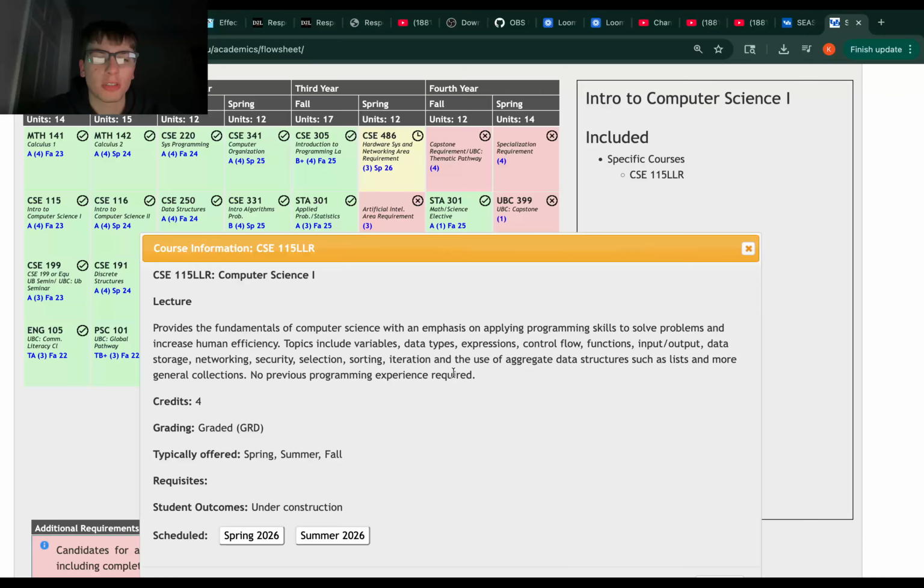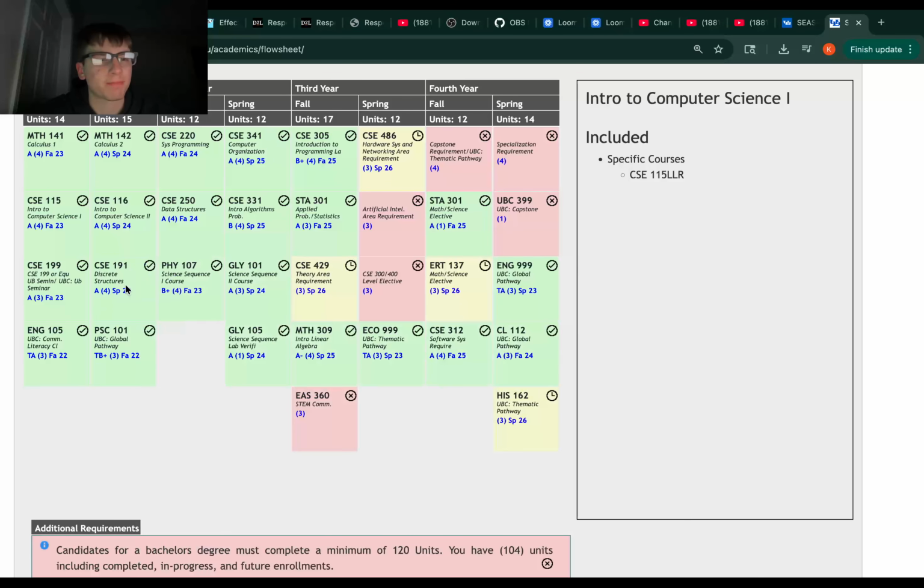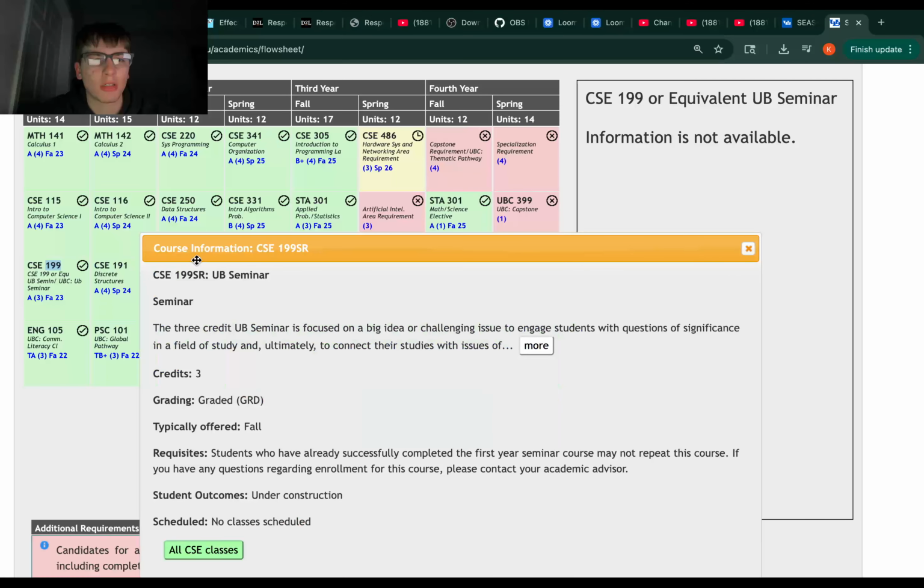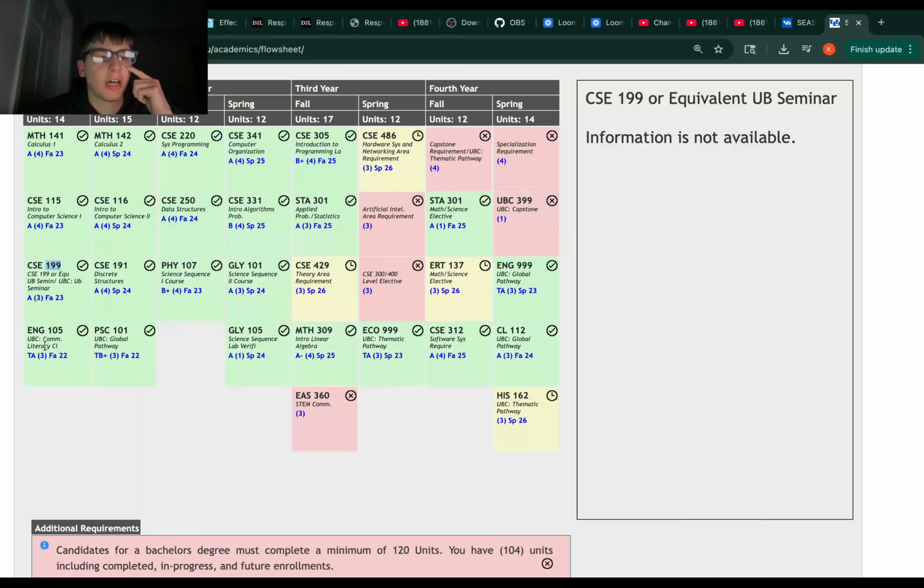Really fun course. I ended up being a TA for this my sophomore fall year. Really fun course. Really good professors here at UB. 191 is just a seminar. It just talks about the ethics of computer science and some other fields that you can go into for CS. For English credit, I had it transferred over from high school.